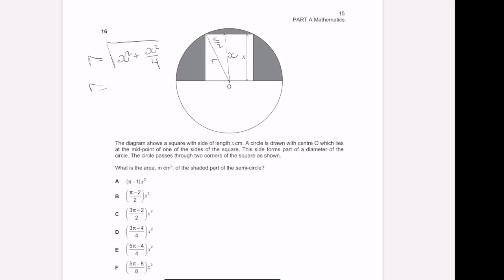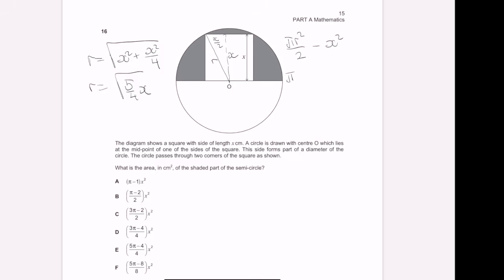Tidying this up a little bit, what is that going to give me? That's going to be 4x squared plus x squared, all of this divided by 4, that's going to be root of 5 over 4 x. Okay, now I think we're ready to subtract the areas. Let's just be careful because this here is the area of a semicircle, so it's going to be pi r squared over 2. It's going to be the area of the semicircle, take away the area of the square, which is just going to be x squared.